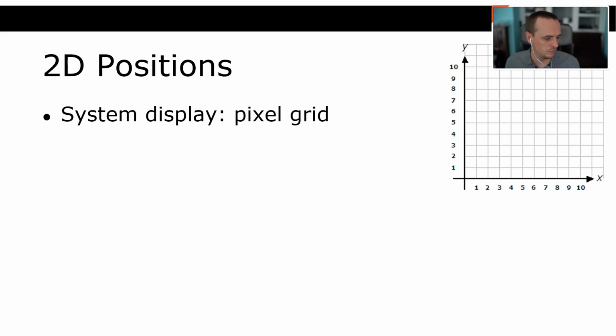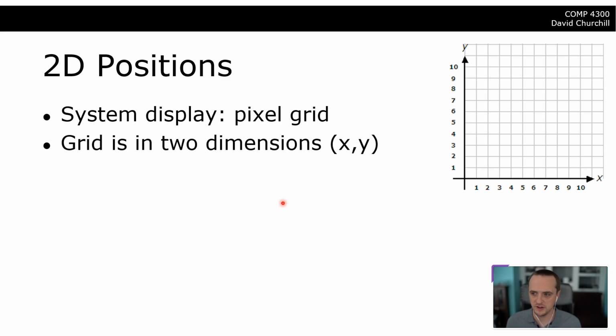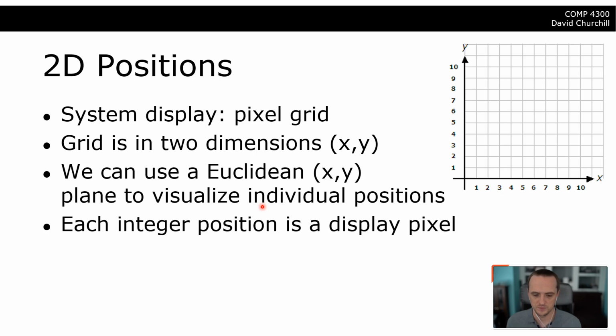I'm going to move my camera down here so that it is not interfering with the slides going forward. Okay. So our system display is a pixel grid. The grid is in 2 dimensions, x and y, so we can use a Euclidean plane to visualize individual positions.